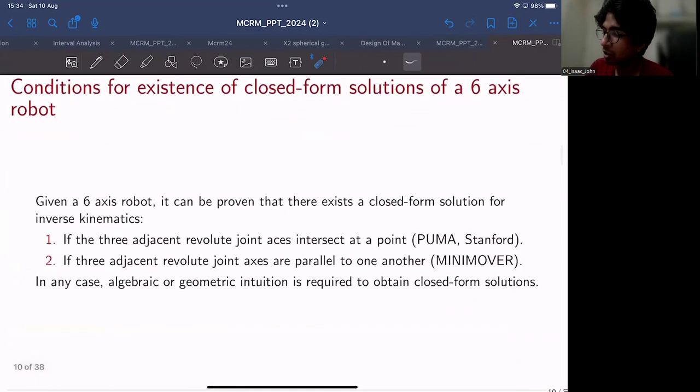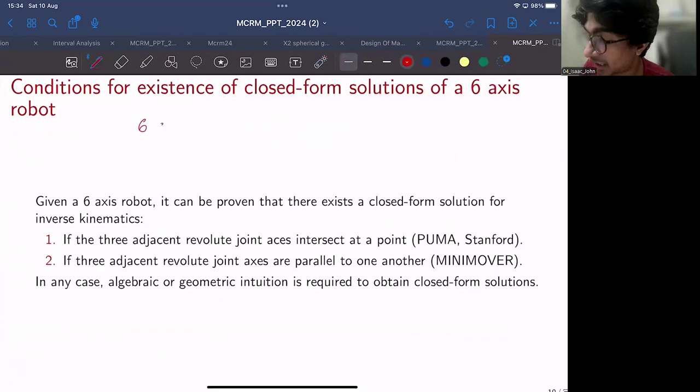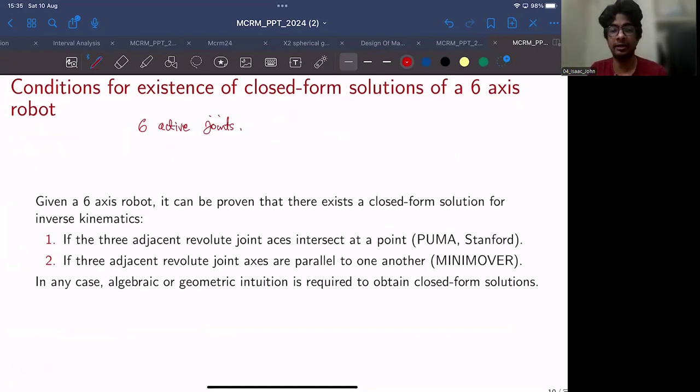Okay, so there are also a few more points that I would like to discuss. The conditions for existence of a closed form solution of a 6-axis robot, right? A 6-axis robot has 6 active joints, so such robots can have all 3 positional capabilities, and at any specific position, it can achieve any possible orientation. So it will have 6 degrees of freedom, 3 positions and 3 orientations. And most often, you cannot solve the kinematics of a 6-axis robot because the equations are far too complex.